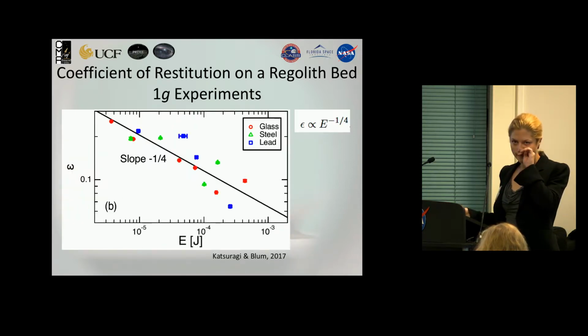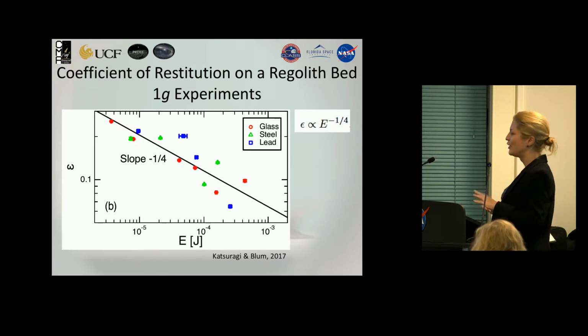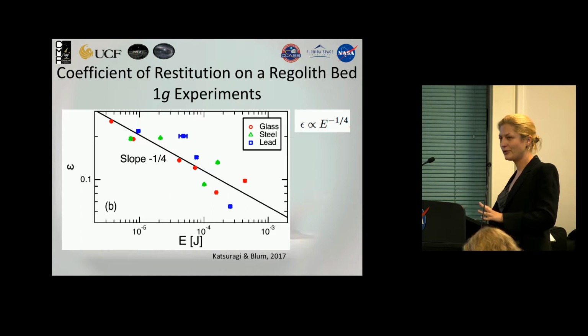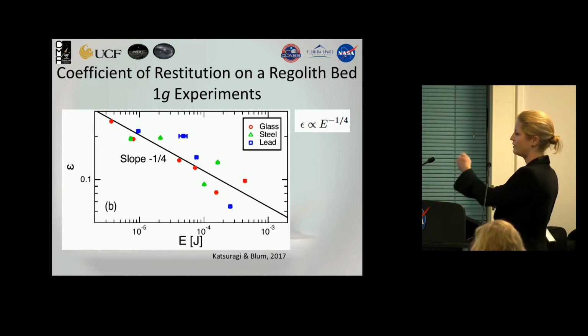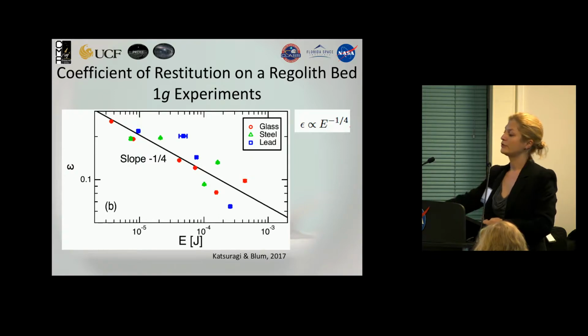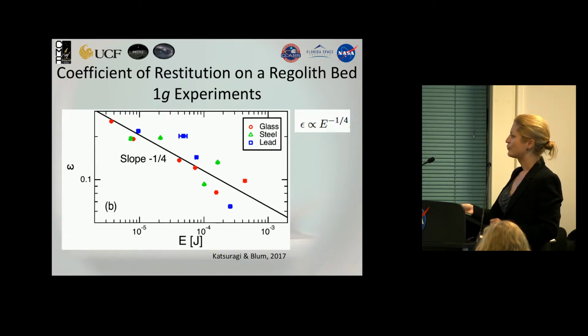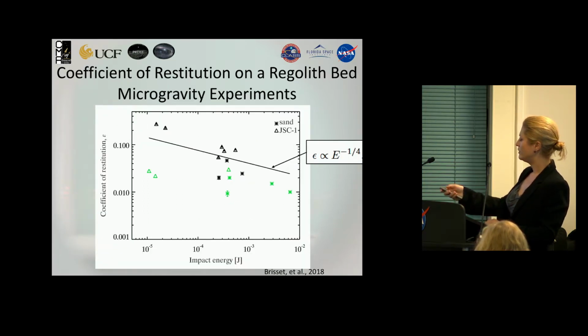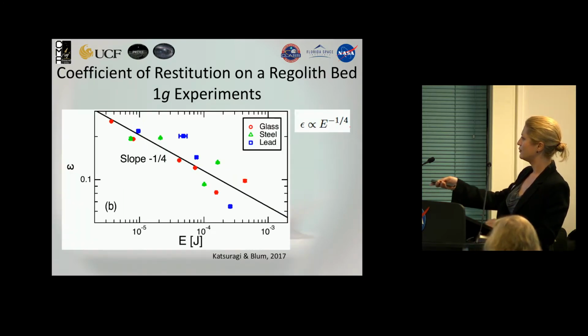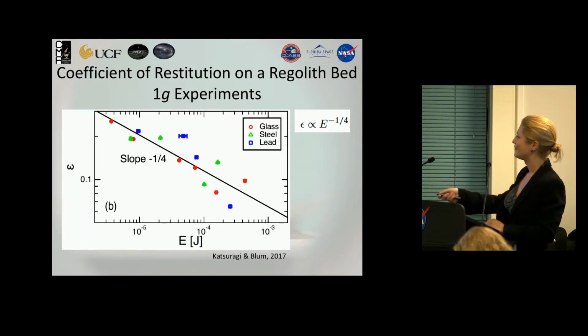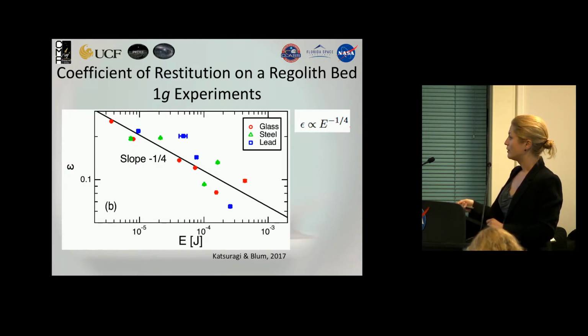And so we wanted to compare these results to experiments that were performed in 1G. I just said there's no rebound in lunar gravity, so how did they do that in 1G? Well, they put their target perpendicular to the G level, and they shot at it horizontally. And of course they have higher energy levels than we can do in our setups. What they see is that the restitution coefficient of their regolith bed scales with the impact energy with a slope of minus a quarter. And so we don't see that.